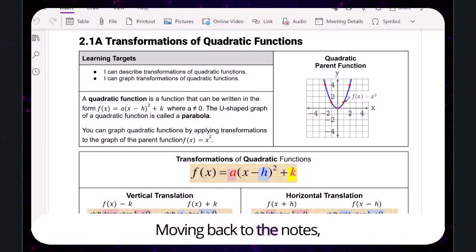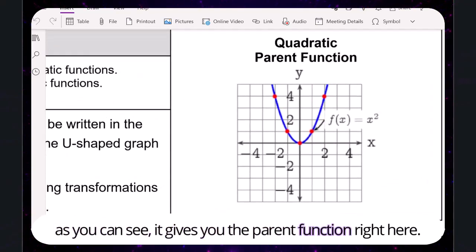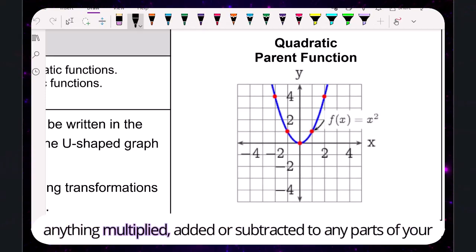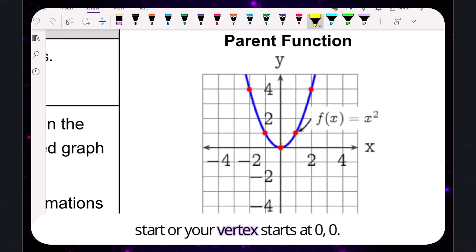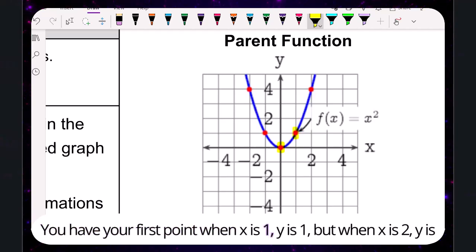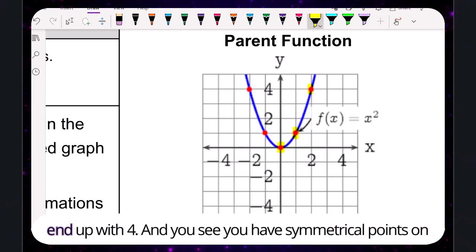Moving back to the notes, as you can see, it gives you the parent function right here. Your parent function is just x squared. You don't have anything multiplied, added, or subtracted to any parts of your function. And please make a note where your points are. Your vertex starts at 0, 0. You have your first point when x is 1, y is 1. But when x is 2, y is 4. And the reason why is because when you square the 2, you wind up with 4.